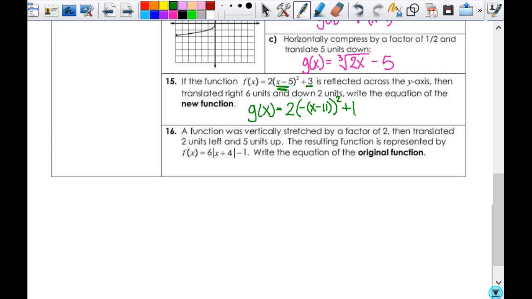All right, now 16 says the function was vertically stretched by a factor of 2, then translated 2 units left and 5 units up. The resulting function is represented by this. Write the equation of the original function. So it's like 15, but we're going the opposite direction. You're not going all the way back to the parent function, just to whatever it looked like before this. So think yourself through that while I pass out your assignments.